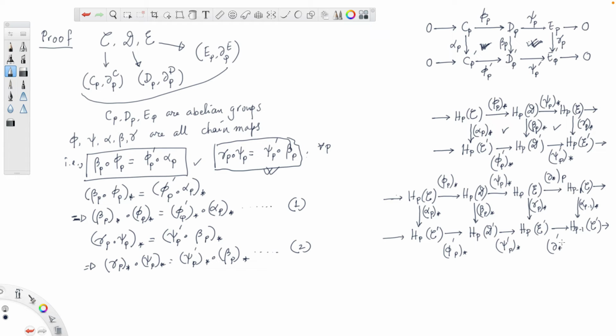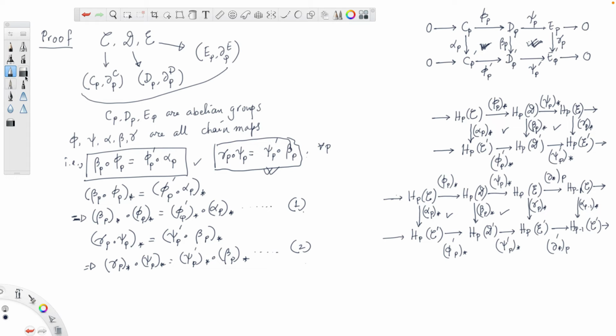Okay, so we are supposed to prove that the diagram that I just drew commutes. So we just saw a while ago that these two squares commute, which follows from equation 1 and equation 2. Now we have to prove that the last square commutes as well. Okay. Good. So let us do that.